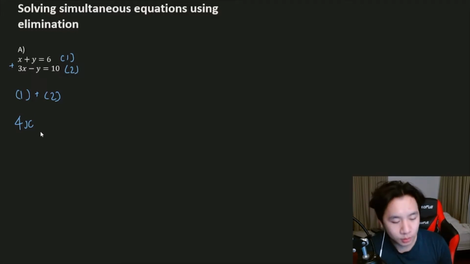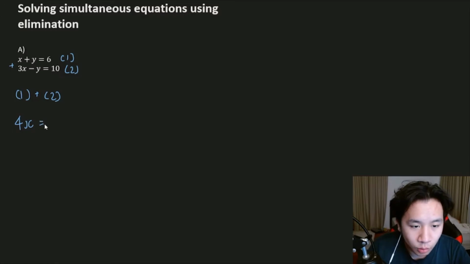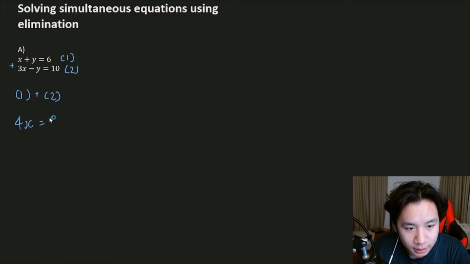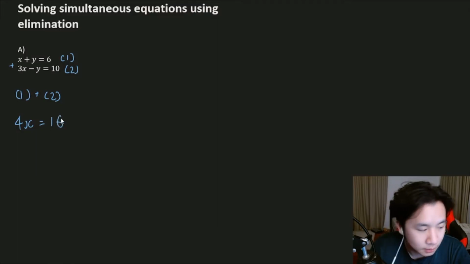And so that is what elimination is for. It eliminates one of the variables of both equations. And so y is gone. Now we focus on the 6 and 10. So 6 plus 10, that is just 16. And so I divide 4 both sides, so x is equal to 4.